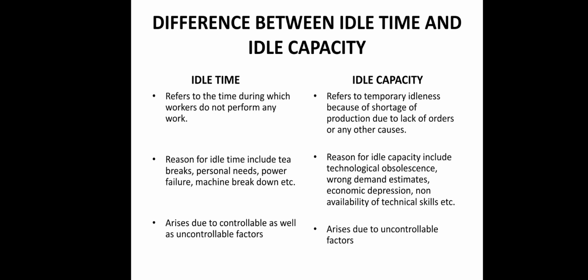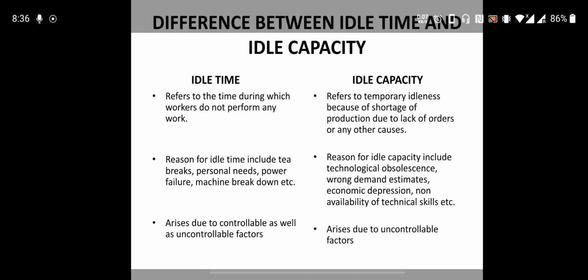Now, idle time arises due to controllable as well as uncontrollable factors. We know that abnormal idle time is controllable, while normal idle time is uncontrollable, while idle capacity arises due to uncontrollable factors, like we saw. Okay, so that is all regarding idle time and idle capacity. So I hope you understood the treatment of idle time in cost accounts, and also the difference between idle time and idle capacity. Thank you and have a nice day.